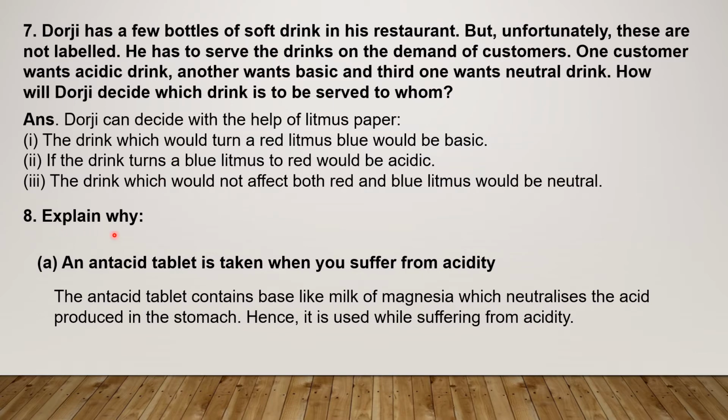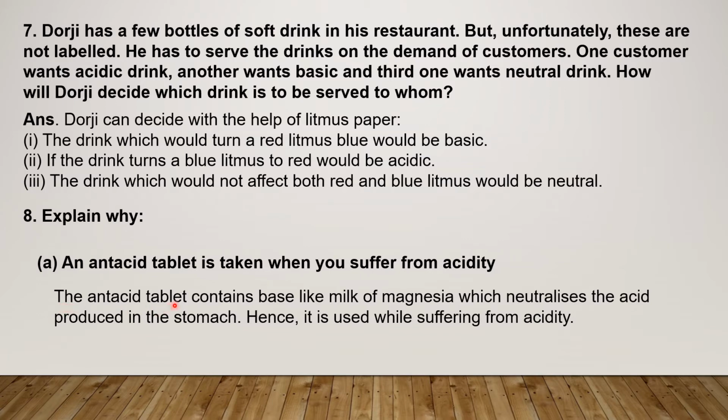Eighth question, explain why an antacid tablet is taken when you suffer from acidity. So you know what an antacid is. Antacid is a medicine, and when we have any acidic problem in our stomach, at that time we use this antacid tablet to neutralize that acid. Okay, so see the answer.